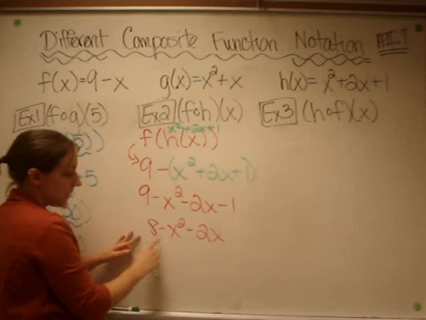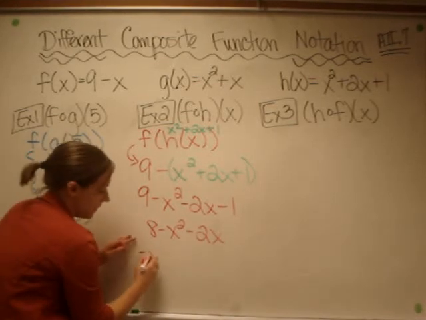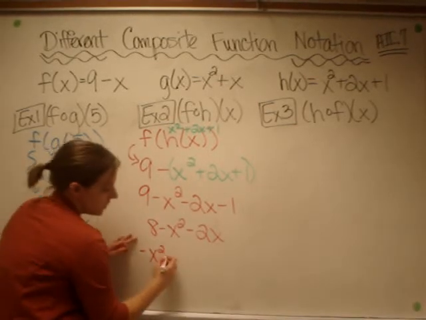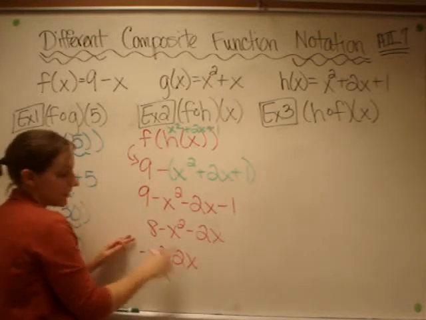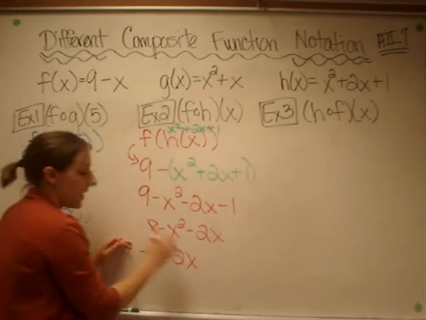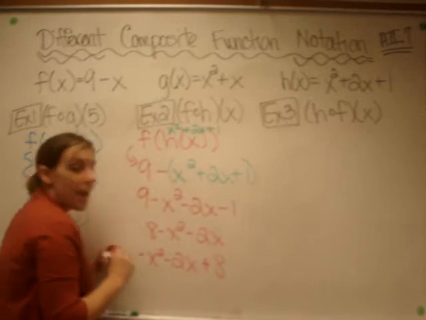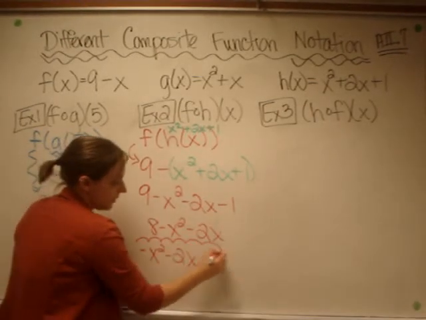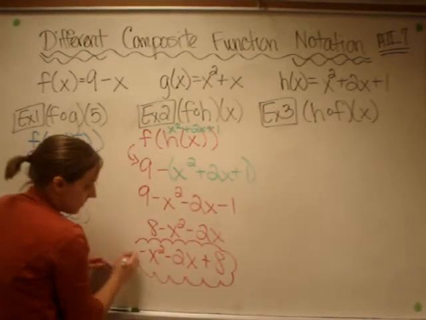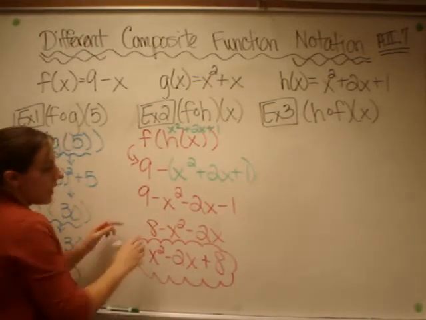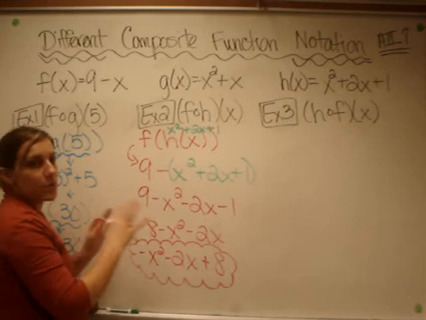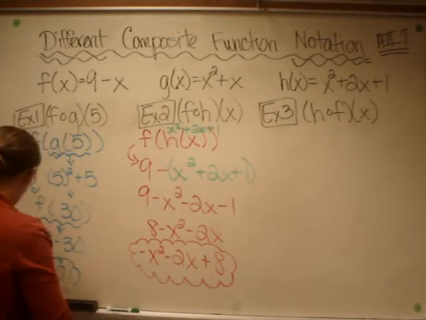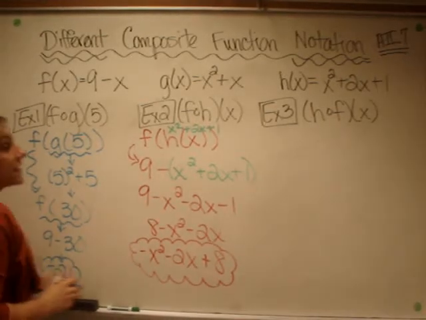If we wanted to write it in descending order, we would put negative x squared first, we would put 2x in the middle, and then we would put the positive 8 or plus 8 at the end. So this is technically better because it's descending order, and we're leading with our x squared, but those are very similar, we just rearranged.